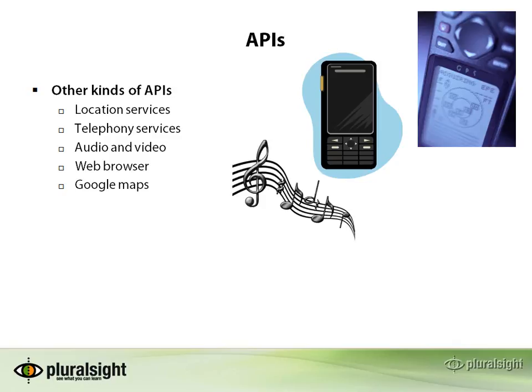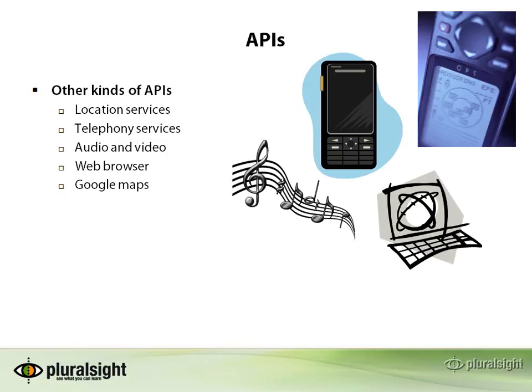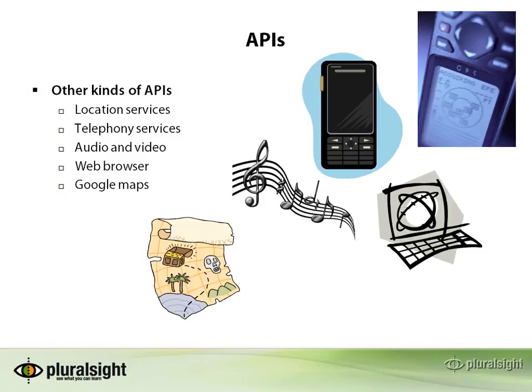Audio and video, you can play back lots of different audio and video formats from MP3s to videos, and it's really simple. It's actually very simple to do with the APIs. Web browser, one thing that you can do with your application is include a web browser right in the application, and it'll render for you, and you can control that web browser and even interact with the DOM inside the web browser. And then, of course, one of the more popular ones is Google Maps.